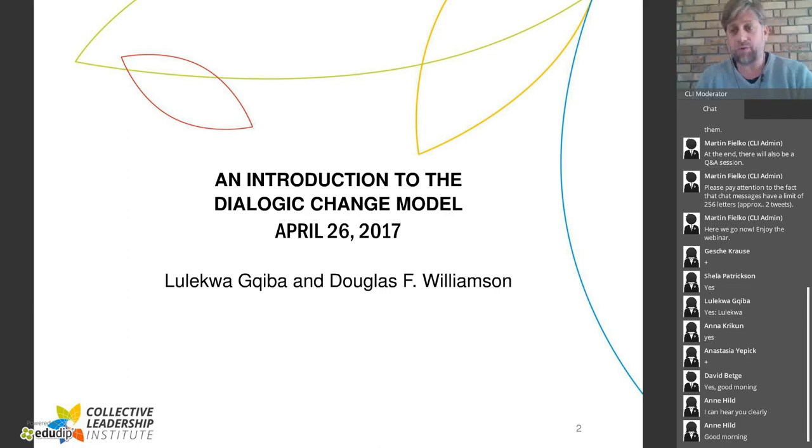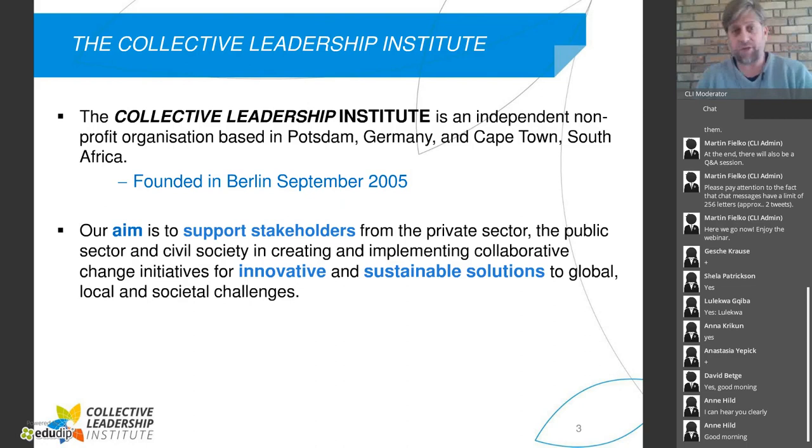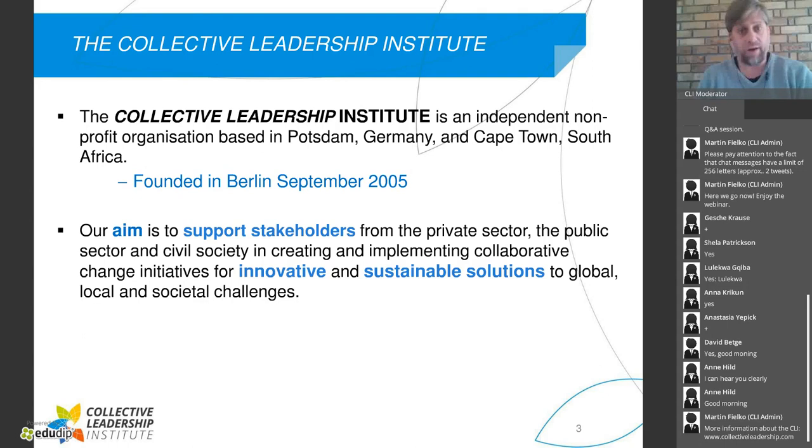The Collective Leadership Institute is an independent nonprofit organization based here in Potsdam, where I'm stationed, and also in Cape Town, South Africa. We also have associates in other parts of the world, including the United States and Senegal and Cambodia as well. We support stakeholders from different sectors in implementing and creating collaborative change initiatives for sustainable solutions to challenges. That is the core of the work that we do, using this dialogic change model to help people move their processes forwards towards sustainability and success.